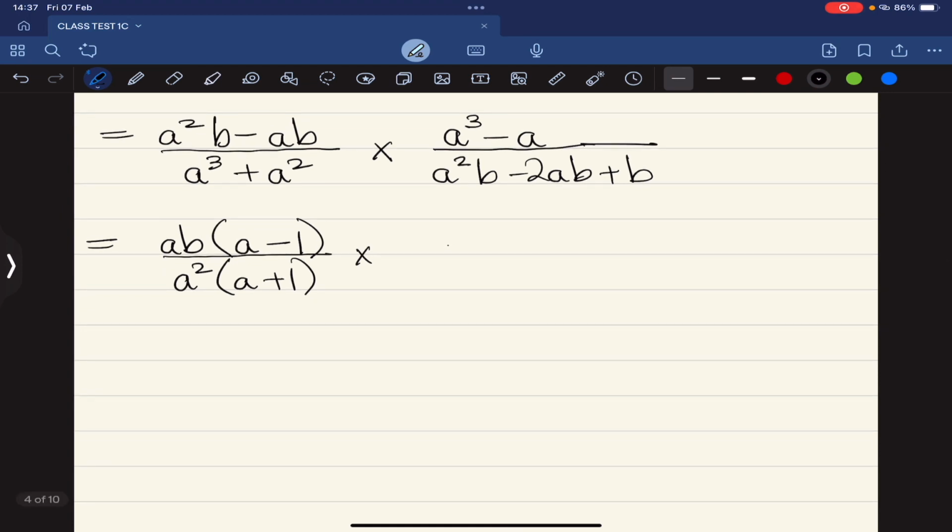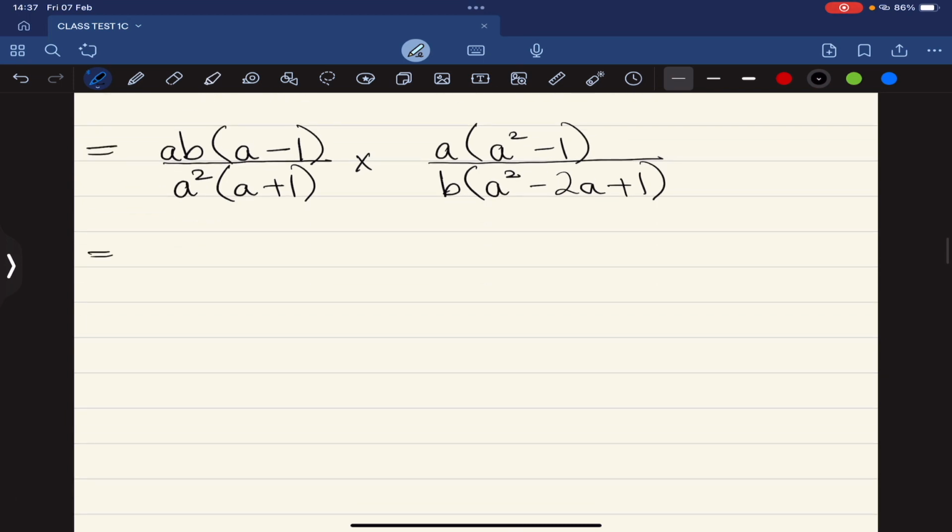In die teller kan ek dan A uithaal en ek bly oor met A tot die mag 2 minus 1. En in die noemer hierso kan ek B uithaal as 'n gemeen, want hy verskyn in elke term. So B, en wat bly oor is A tot die mag 2 minus 2A plus 1. So going further, the first fraction is now sorted, so we'll just bring him along.